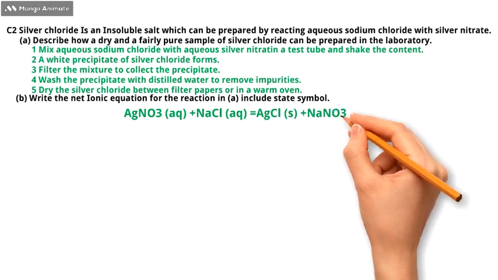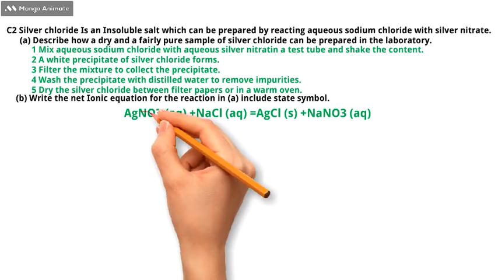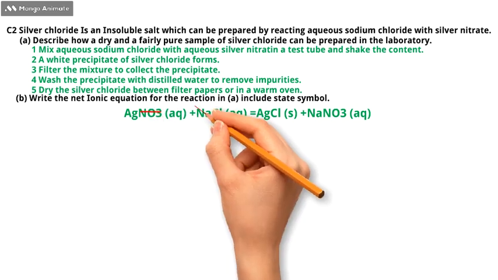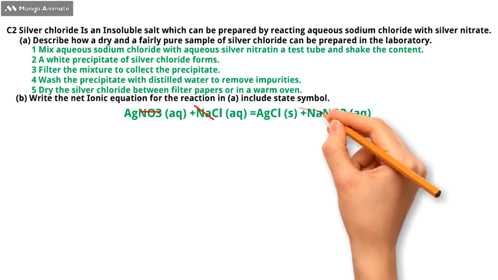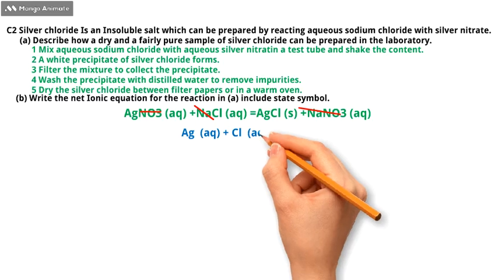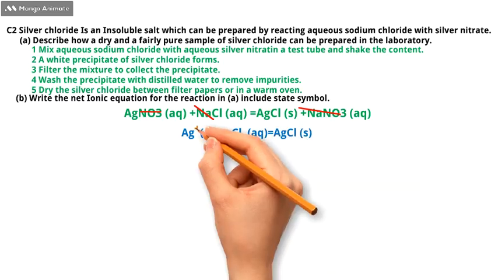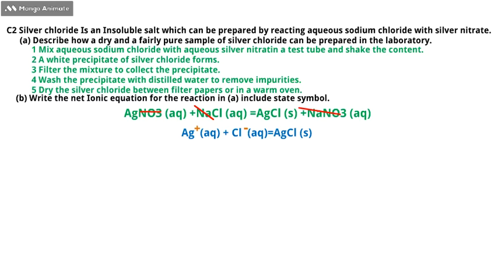Now, when writing in ionic form, spectator ions, which are Na+ and NO3-, are removed. So let me cancel them out. Therefore, the net ionic equation is Ag+ (aq) plus Cl- (aq), which will produce AgCl (s). This shows the formation of silver chloride from silver and chloride ions.